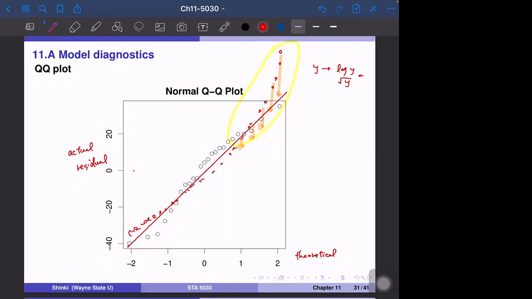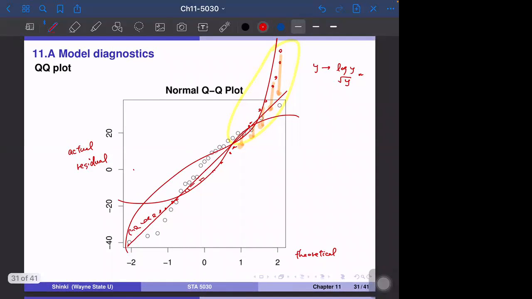Sometimes the errors are symmetric but S-shaped, or inverse S-shaped like this or this. Then the normal assumption is not satisfied, and especially if the tail is heavier, then we have some trouble. So we sometimes have to use a different estimation method, even though we haven't covered it.